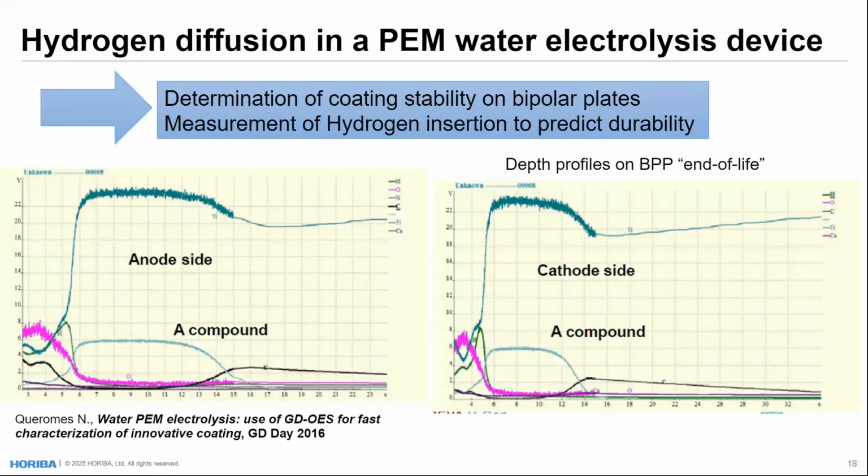So with that being said, we can compare different types of PEMs. We can compare the diffusion rate of hydrogen in different types of material, and not only characterize the material, but also do some quality control in this type of material.